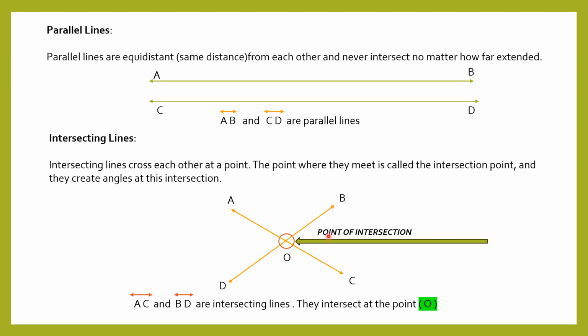So if you have a look at the figure below, you will see that the two lines AC and DB intersect each other at the point O, which is the point of intersection, and it forms four angles at this point: angle AOB, angle DOC. The next angles are COB and DOA.